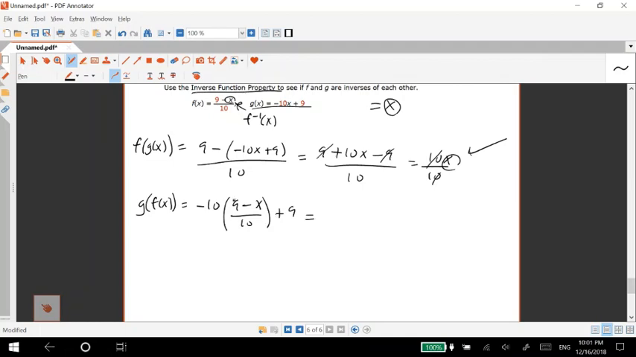Well, we know one thing, once we throw that 10 in there, those will go away, right? So we're left with negative 9 minus x plus 9. Oh, I'm sorry, we should have distributed the negative 10 in there. Everyone makes mistakes. We have negative 9 plus x plus 9. And then those go away and give you x.